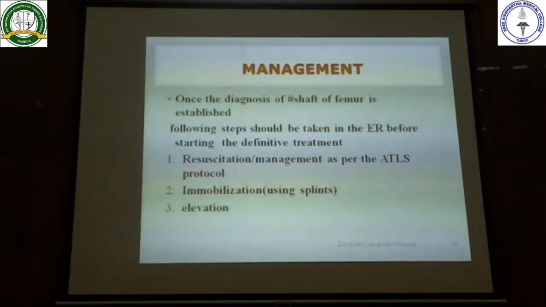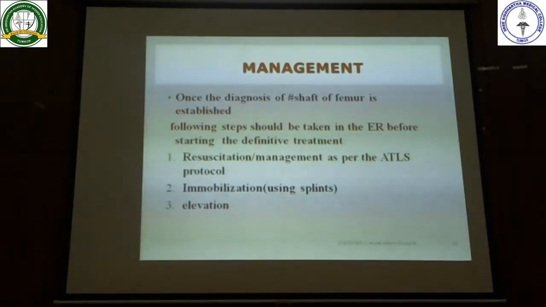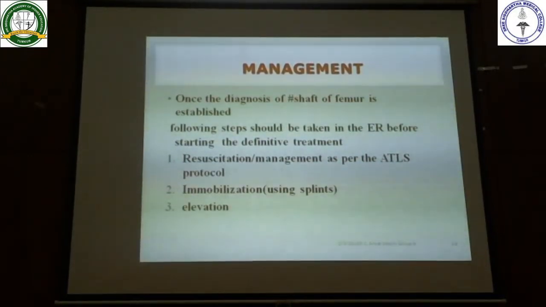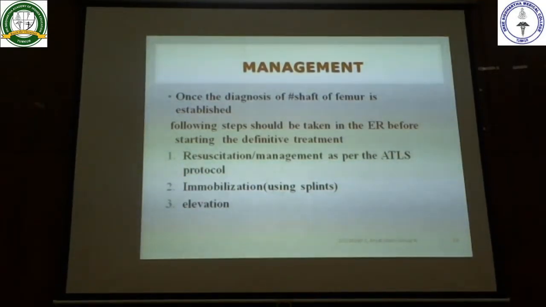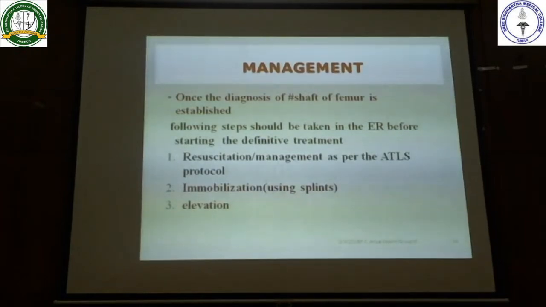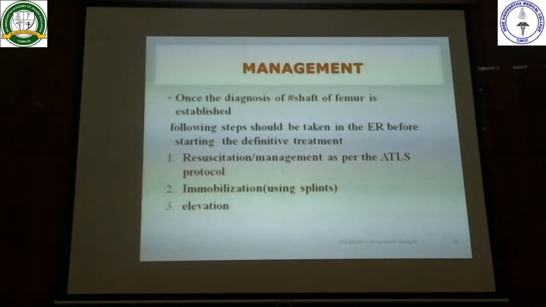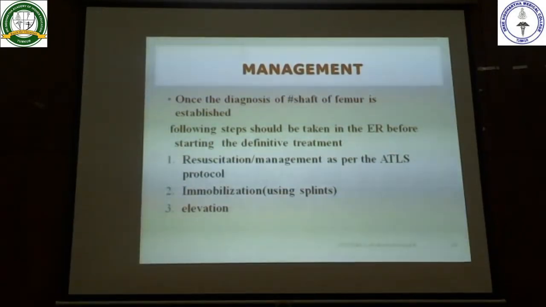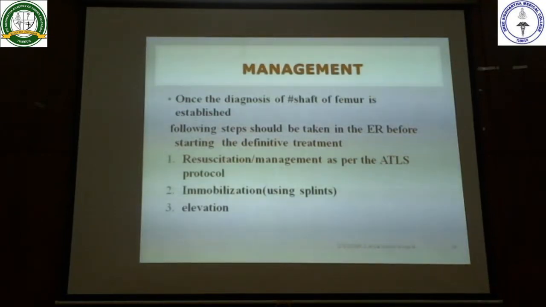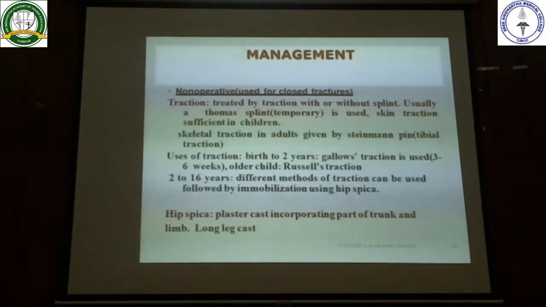Second one is of course immobilization using splints. What is a splint? For example, you need to transport the patient from the site of the injury to the hospital. There of course you cannot put a POP cast and transfer the patient. You need to temporarily immobilize the patient. So there you put a splint and then transfer the patient to the emergency room or hospital. Then elevation of the limb, that already comes in accordance with the treatment of the fracture. So these are the initial steps which you need to take as far as management is concerned.